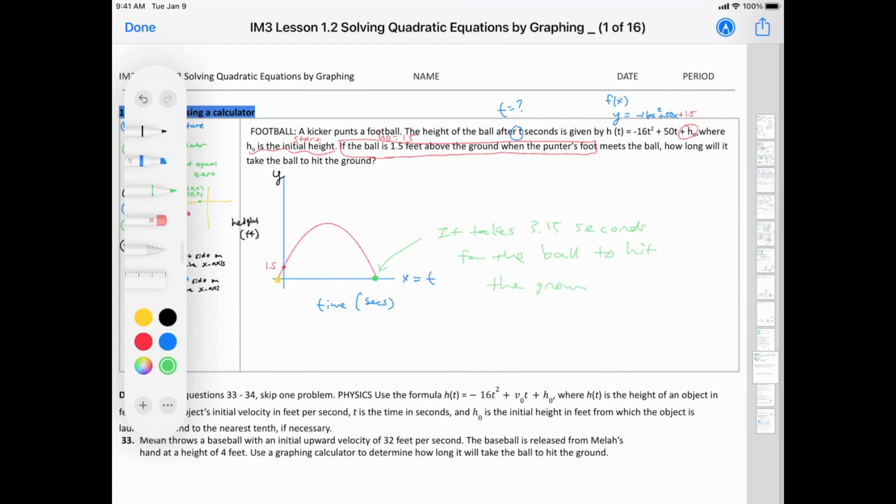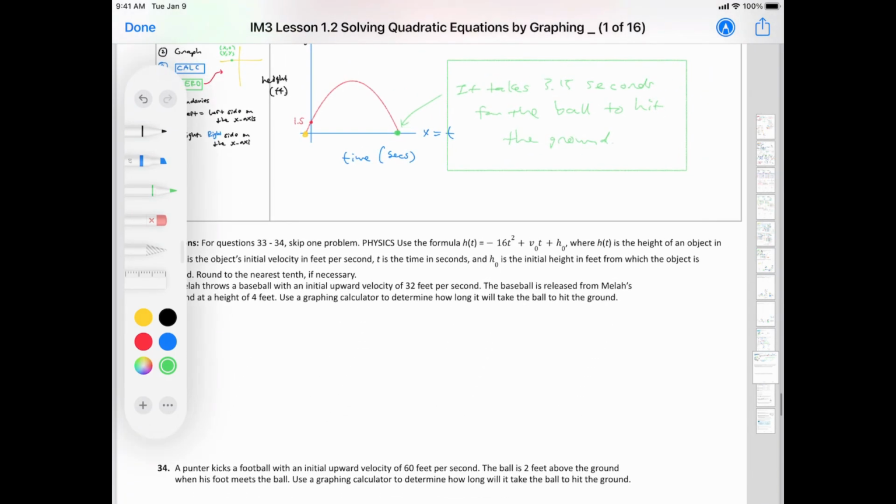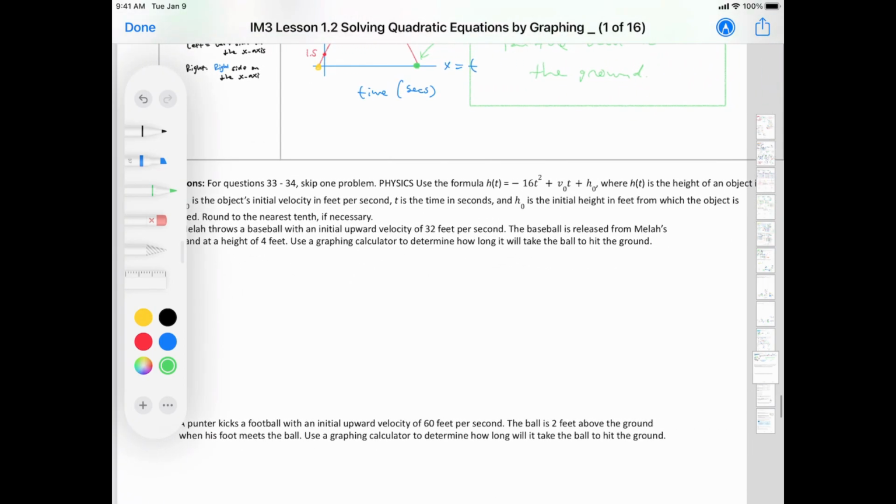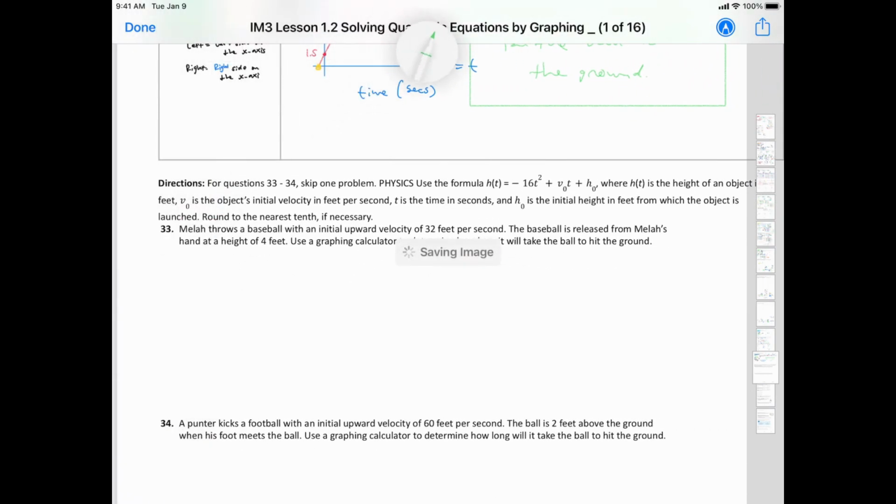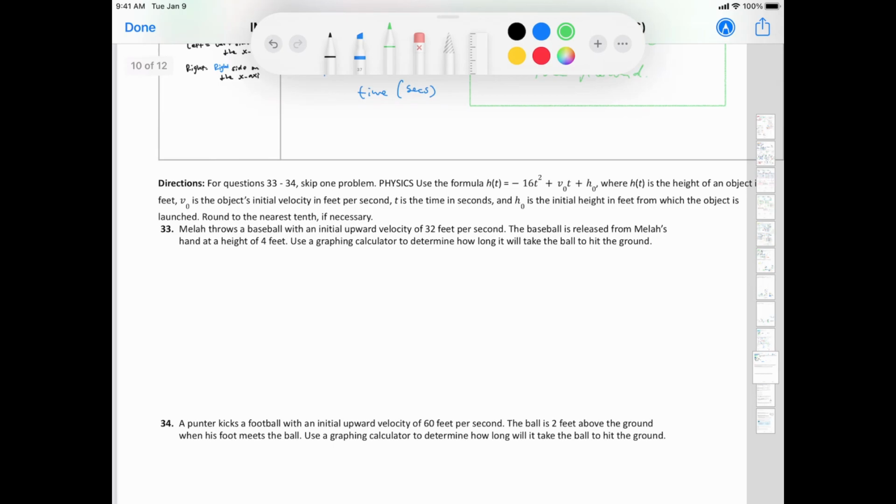Okay? And the questions below, you're going to have to do a little bit more work. What I mean by that is you're going to have to do a little bit more substituting. So go ahead and pick one, and if you want to see them done together, let's do it together. Questions 33 to 34, skip one problem.